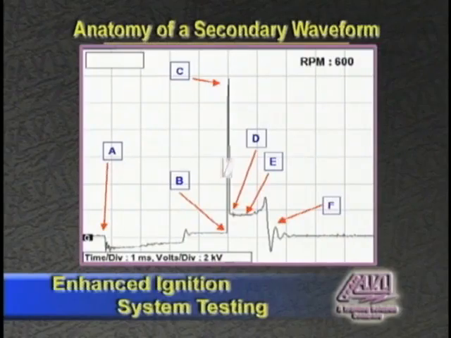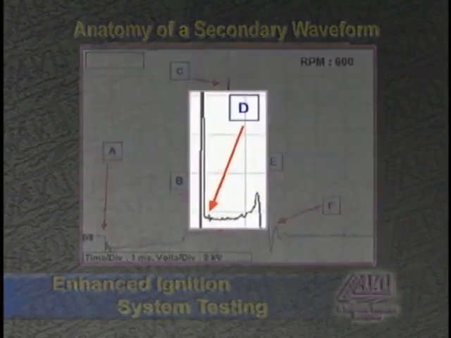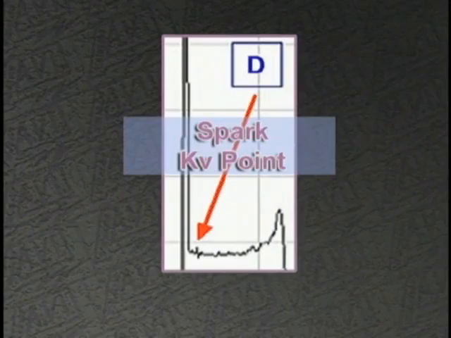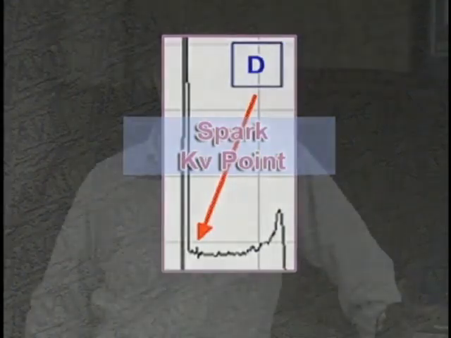Let's take a look at point D. Point D is what we call the spark kV point. Point D represents whether or not the fixed resistance in that circuit, in this case, cylinder number 1, is too high or too low. You'll notice vertically here, point D comes in right just slightly below 2 kV. That tells us, again, that the fixed resistance is good.